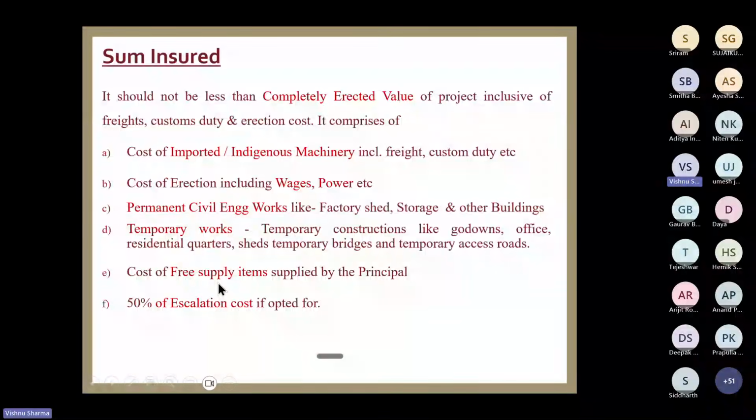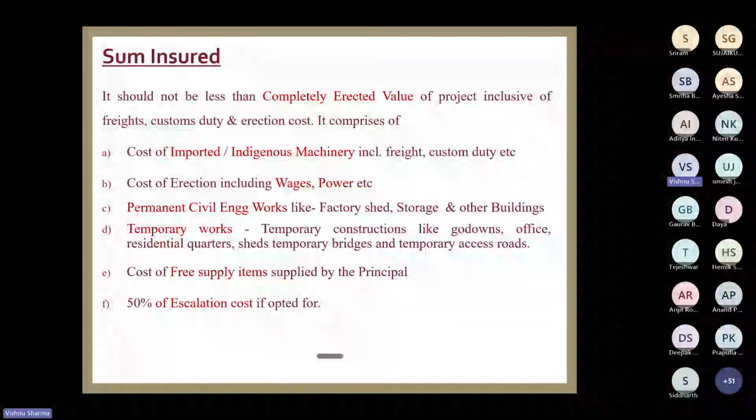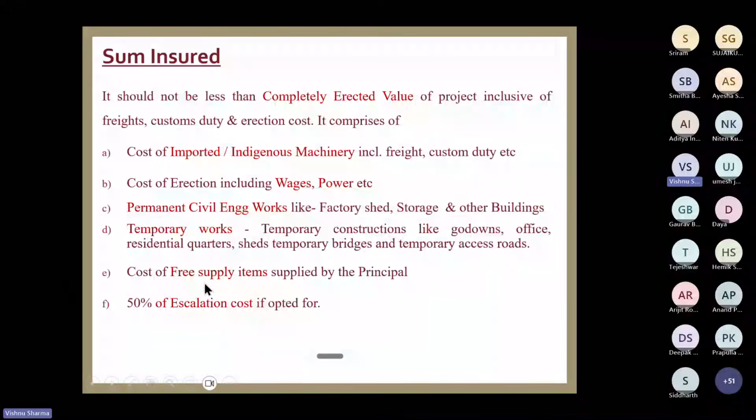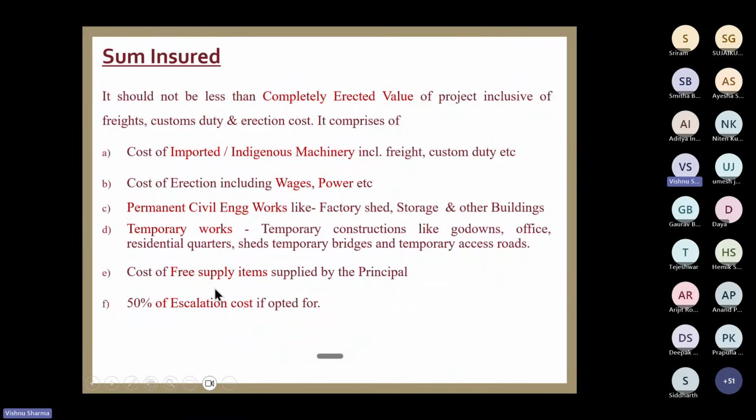Then cost of freely supplied material. This is also again very, very, very important. Many times the principal gives certain critical equipment to the contractor. They say, this is the equipment which is to be used, I have already imported it and you can use it. I am not going to charge. Ultimately, it is to be installed in my project. So the contractor is getting it free of cost, but it does not mean that premium is not supposed to be paid on that. So that value is also supposed to be included in the cost of construction, the total constructed cost. Then only the claim shall be paid.